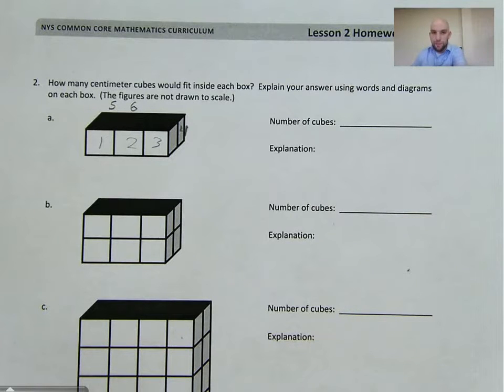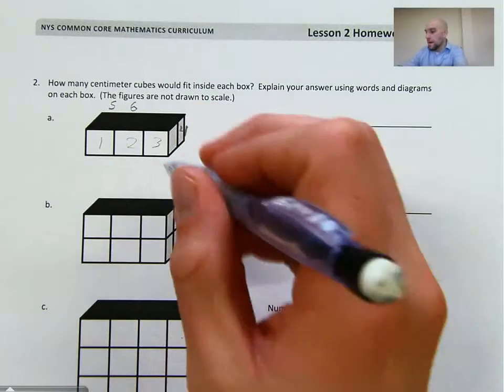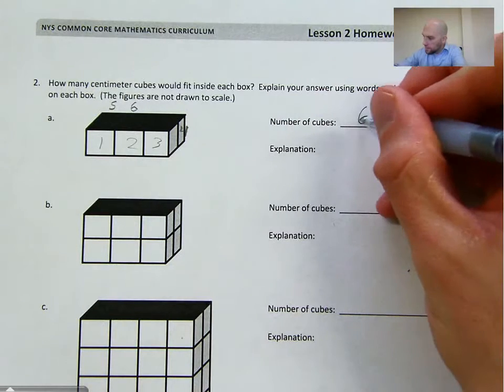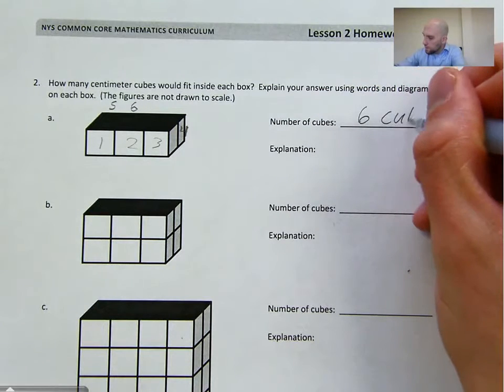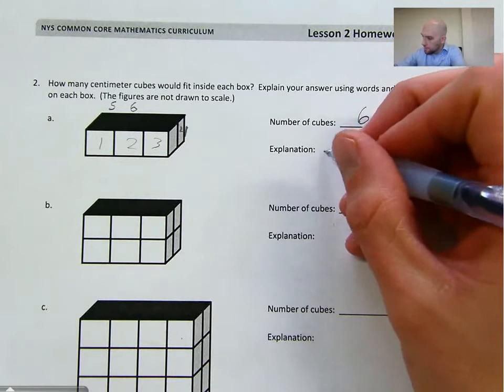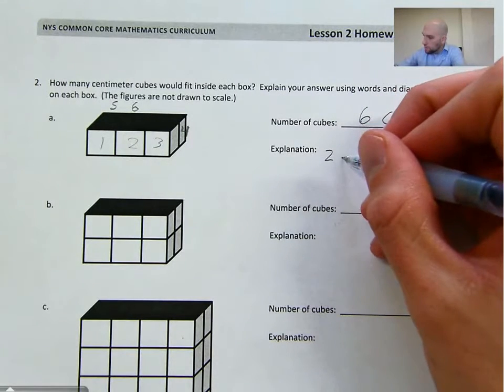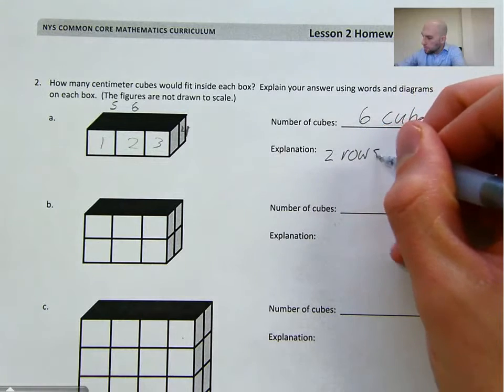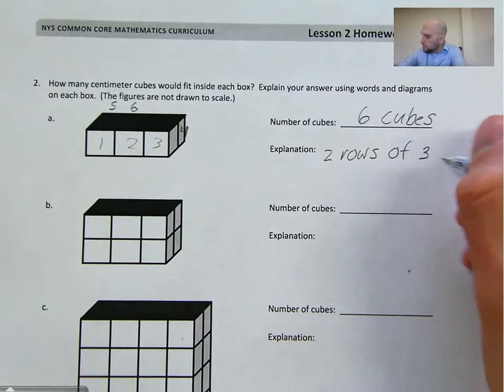We just have 1 floor, and we have 3 by 2. So we have 6 cubes. And we have 2 rows of 3 cubes.